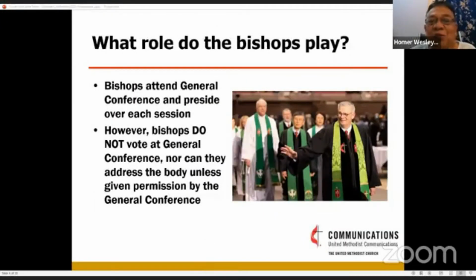Okay. What role do the bishops play? Bishops attend General Conference and preside over its session. However, bishops do not vote at General Conference, nor can they address the body unless given permission by the General Conference. Okay, next.